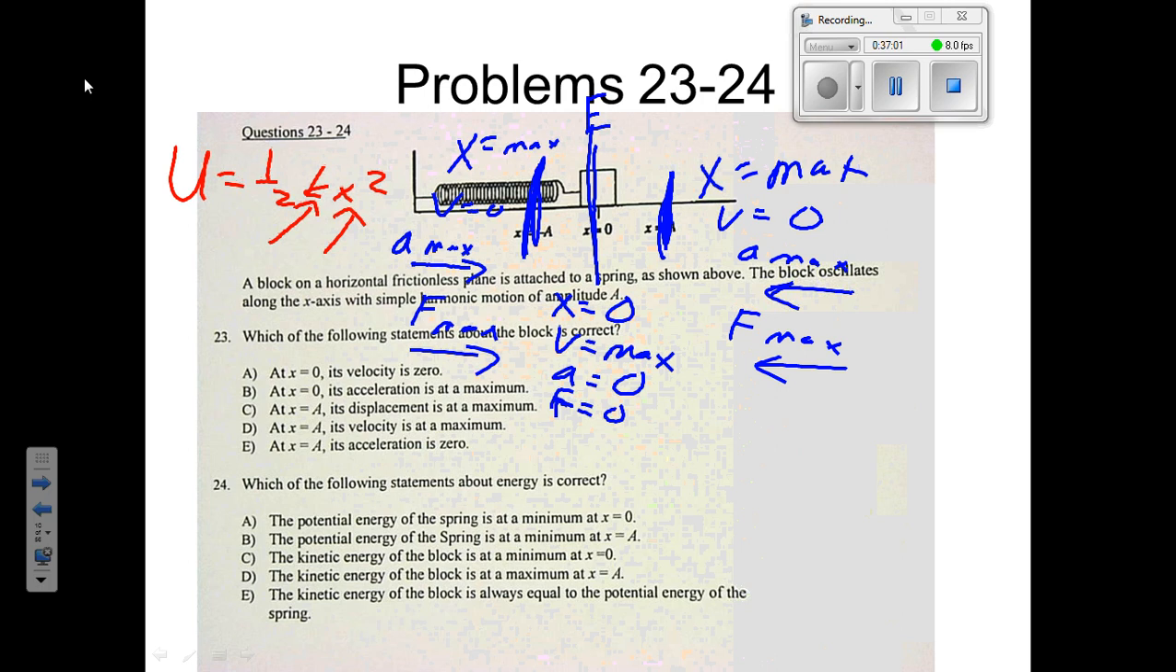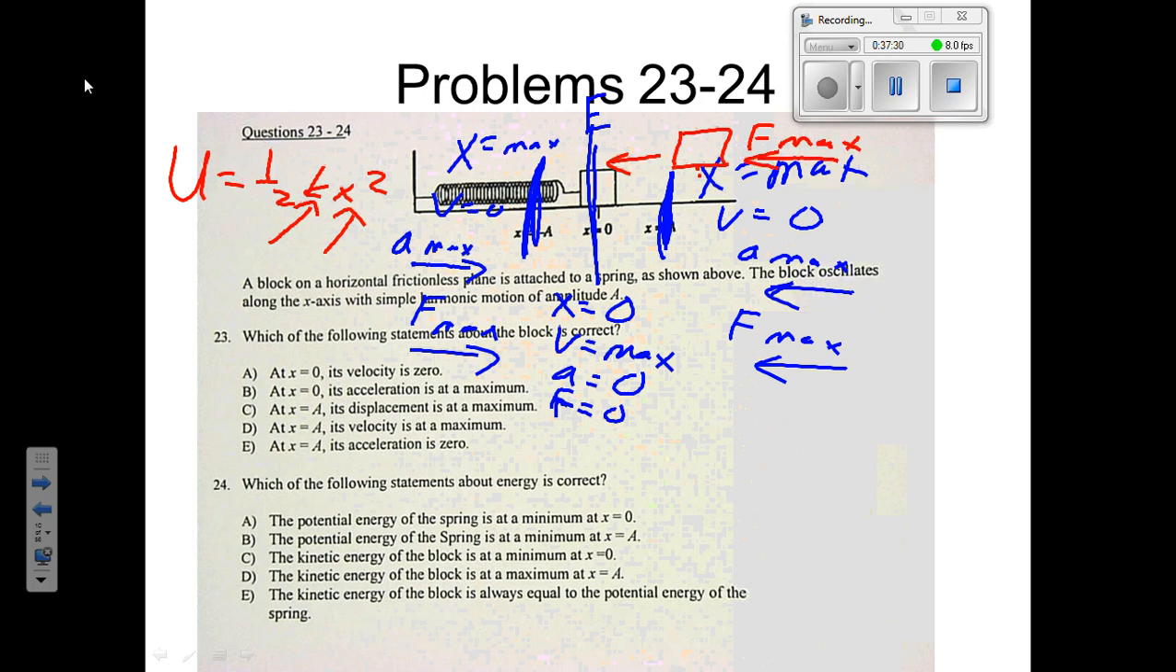All right, so questions on 23 or 24? Why isn't it C? On 24? All right, when it gets to the middle, this spring has been accelerated. Let's say the block started out here and it's moving back this way. When it's as far back as it'll go, its force is at a maximum that way, right?